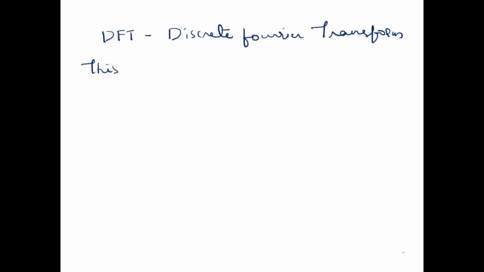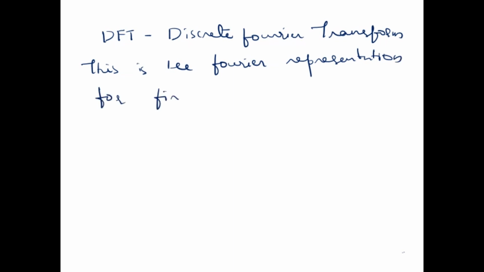So this is the Fourier representation for a finite duration sequence x of n.